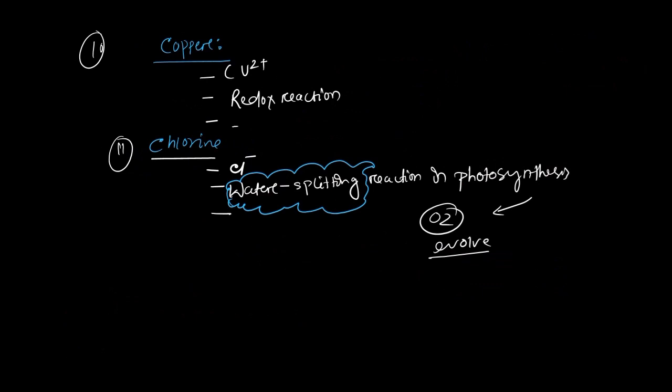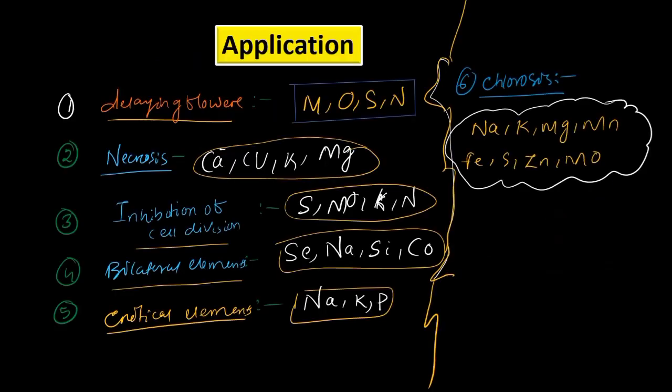Next, copper. Copper is absorbed as Cu2 plus and helps in redox reactions. Oxidation and reduction together are known as redox reaction. Next, chlorine. Chlorine is absorbed as Cl minus. The major function of chlorine is in the water splitting reaction in photosynthesis, so that oxygen evolves, meaning oxygen molecules are released due to this splitting of water during photosynthesis.